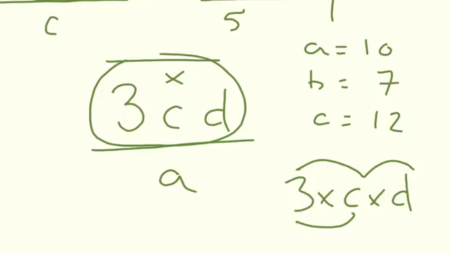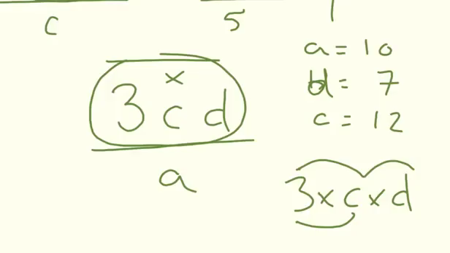So we'll do C. Oh, I have to change this to a D. Yeah. Let's do C times D. 12 times 7 is 84, and 84 times by 3 is 252. But let me just double check that.